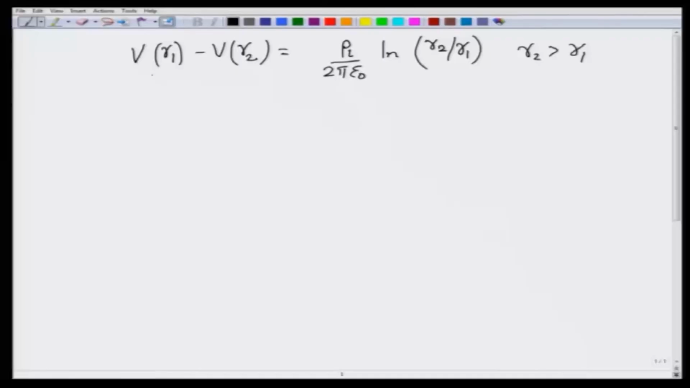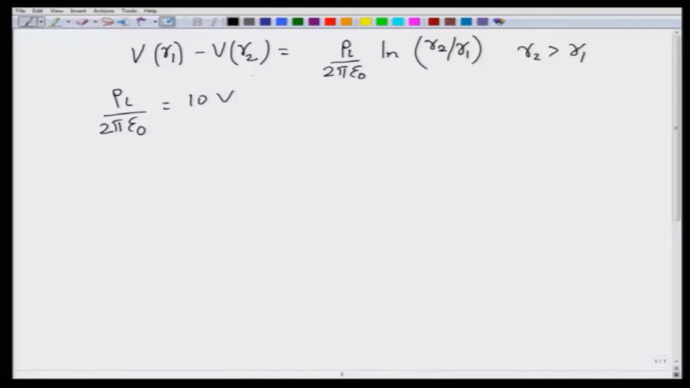Hopefully you remember this expression for the potential difference between the two points R1 and R2 if you move from R2 to R1, in which I am assuming that R2 is greater than R1. Let me say rho L by 2 pi epsilon 0 is equal to 10 volts. R2 by R1 of course has no dimensions because it is the ratio of two radial distances. So for simplicity let us consider rho L by 2 pi epsilon 0 to be 10 volts.